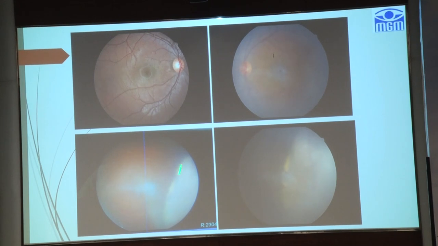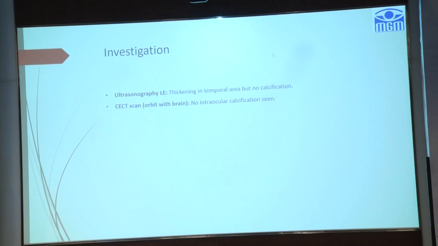Looking at this picture, it looks to me like probable retinoblastoma. On investigation, ultrasound did not show any calcification, nor did CT scan. So how do we proceed further? When this case presented to me, I was working in a multispeciality hospital where I had a good cytology backup. So I was planning to take an AC tap and subject the material for cytology.